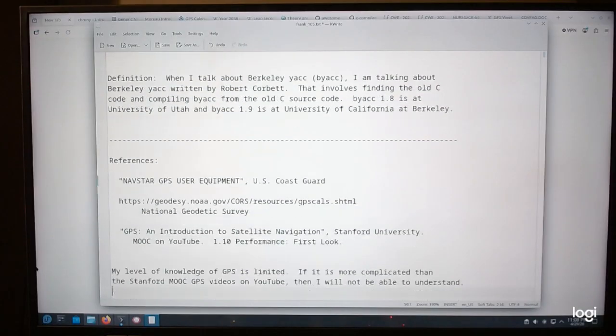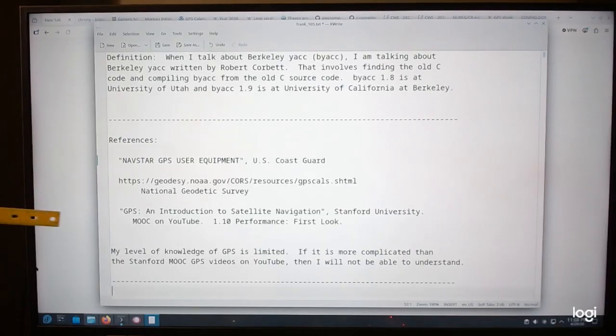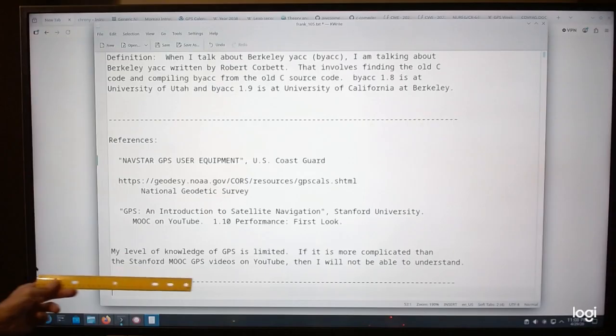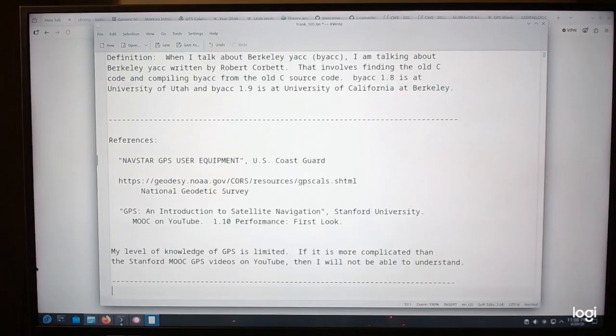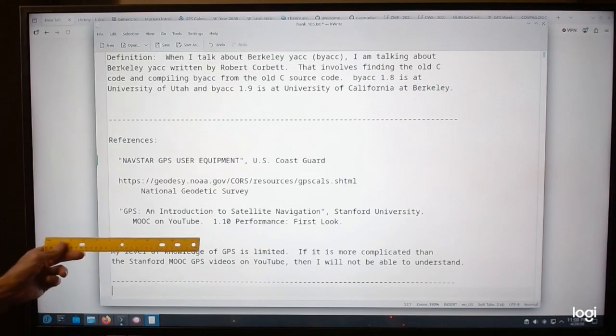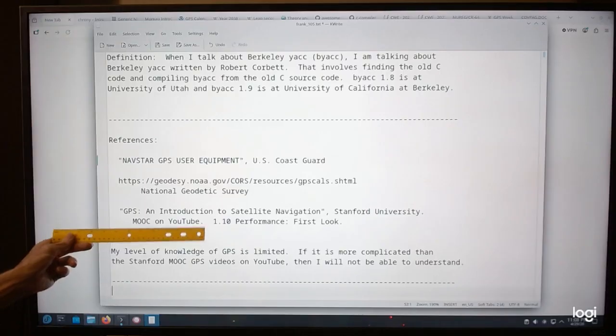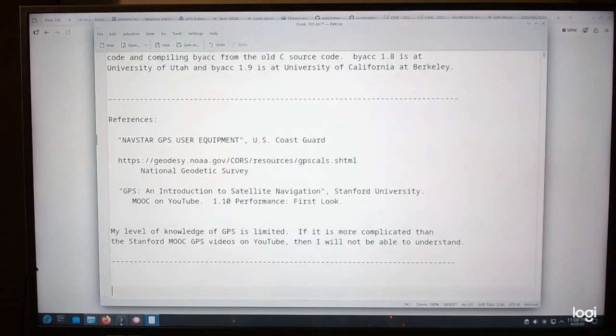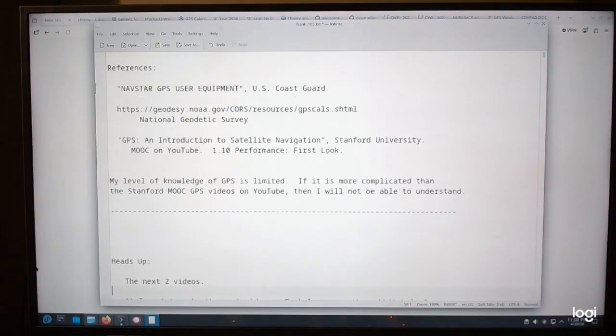References. There are some references. Now, my knowledge of GPS is limited. I don't claim any more knowledge. The limit of my knowledge is the MOOC on YouTube. That's what I'm saying. I'm just a dum-dum.